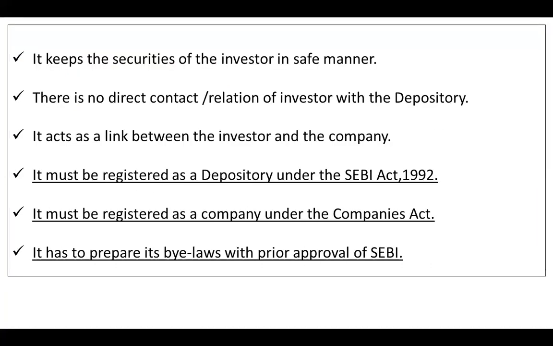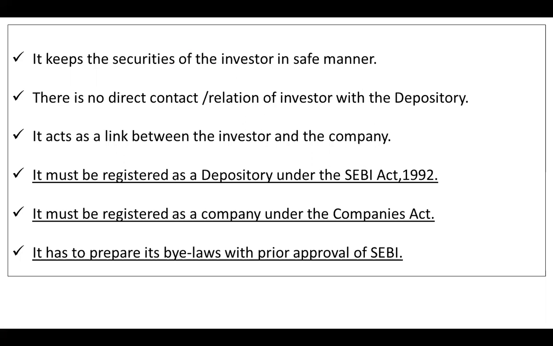It keeps the securities of the investor in a safe manner. There is no problem of theft. There is no problem of loss of certificate or loss of security. There is no problem of damage to the certificate or securities. The depository keeps the securities safe.